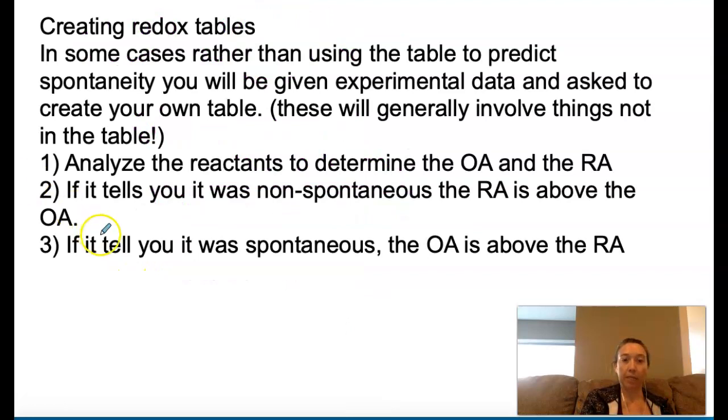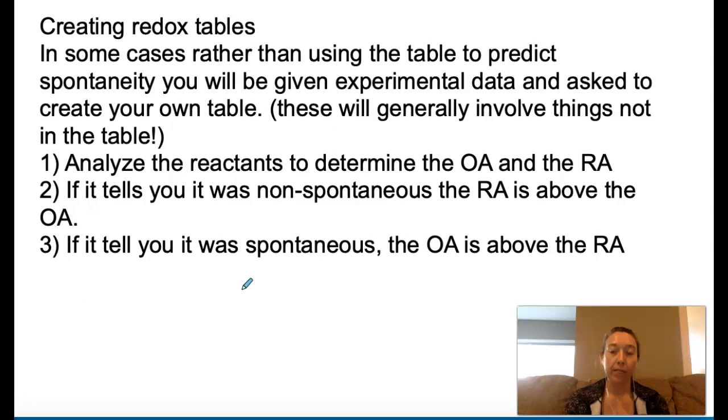So I think we had skipped a slide. So here we talked about creating redox tables. So this actually really should have been after that last slide, not way up there. So sometimes we ask you to do the opposite thing. So that question, we basically asked you to figure out whether something was spontaneous or not using your data table. Sometimes what we'll do is we're going to give you experimental info, and from that experimental info, we are then going to ask you to go create a redox table.